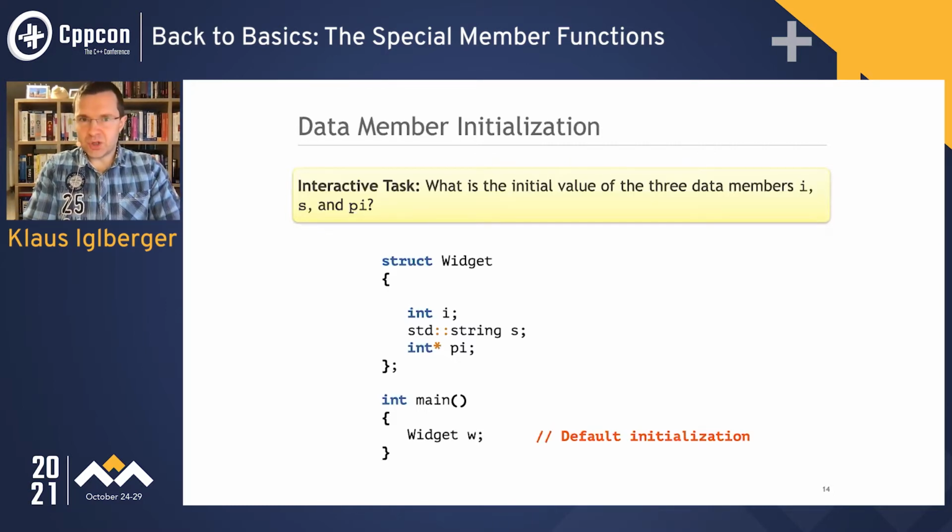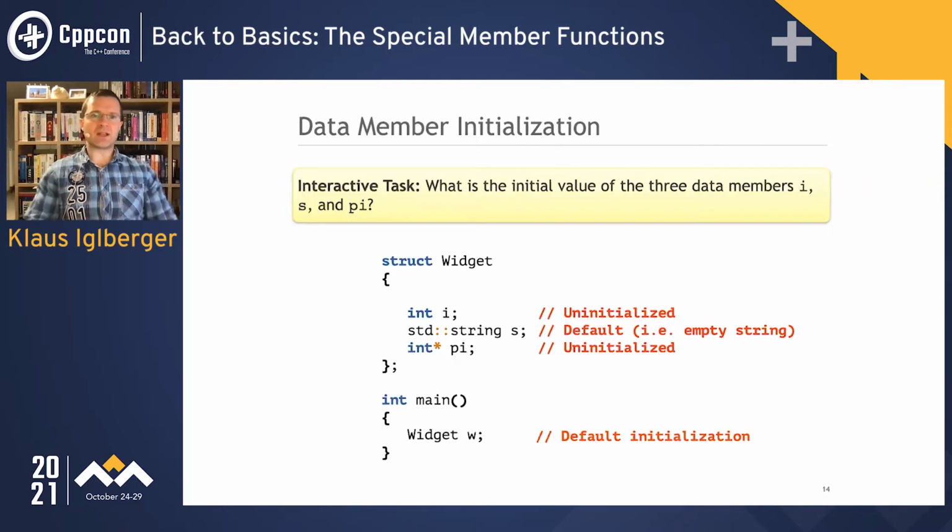So, the integer is not initialized. The string, on the other hand, is initialized properly to an empty string, but also the pointer remains uninitialized. That's definitely something that you want to avoid. That's definitely something that will later haunt you, because a random address is pretty difficult to distinguish from a real address. So, no, the pointer definitely should not be uninitialized.